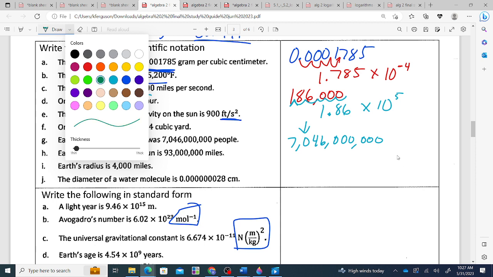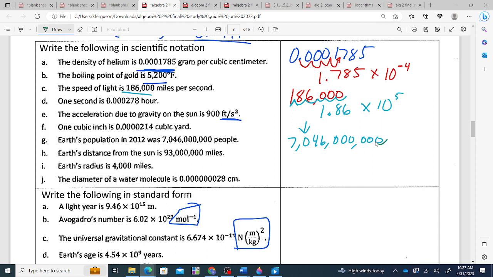So because it's bigger than 1, starting on the far right, count my moves. 1, 2, 3, 4, 5, 6, 7, 8, 9. 9 moves. So that's 7.046. That's why I want to make sure you understand that 0 matters. The other zeros don't. Times 10 to the how many moves did I make? 9. Boom, done. All right?